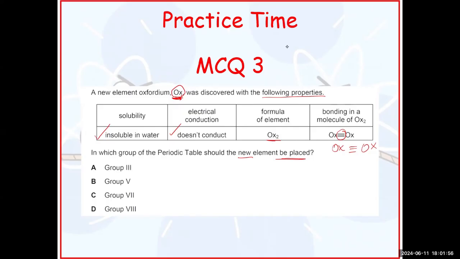Aska, you need to think which group elements need to make 3 bonds. And if it is in group 3, it has to be an ionic compound. Does an ionic compound not conduct electricity? Is it insoluble in water? Think from all perspectives, my dear.